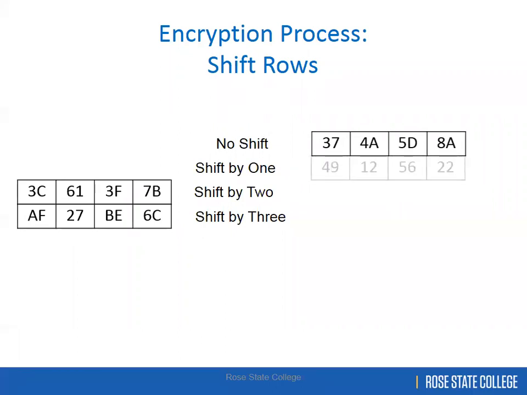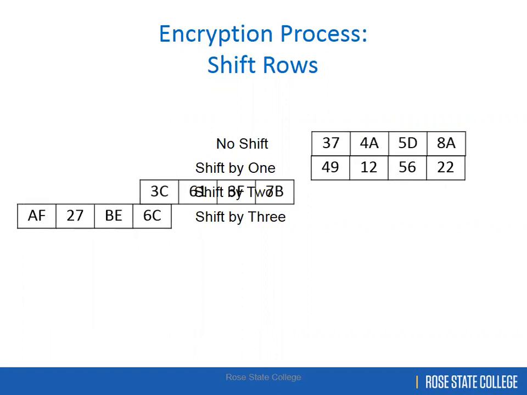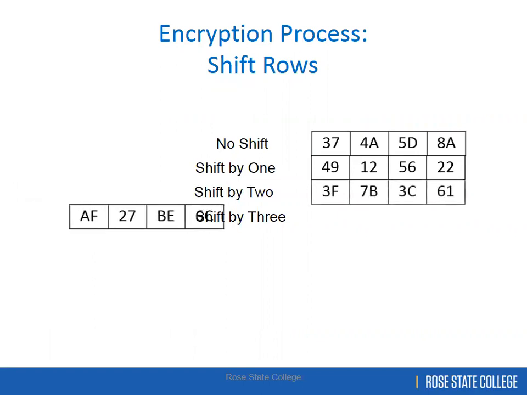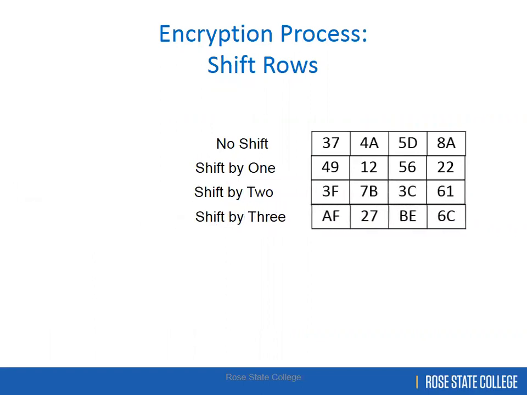Come on. There it goes. 1. So it rotates that way. Then this one's going to shift by 2, so we're going to end up with 3F at the beginning. Then this one we're going to shift by 3, so we're going to end up with 6C at the beginning. Okay.